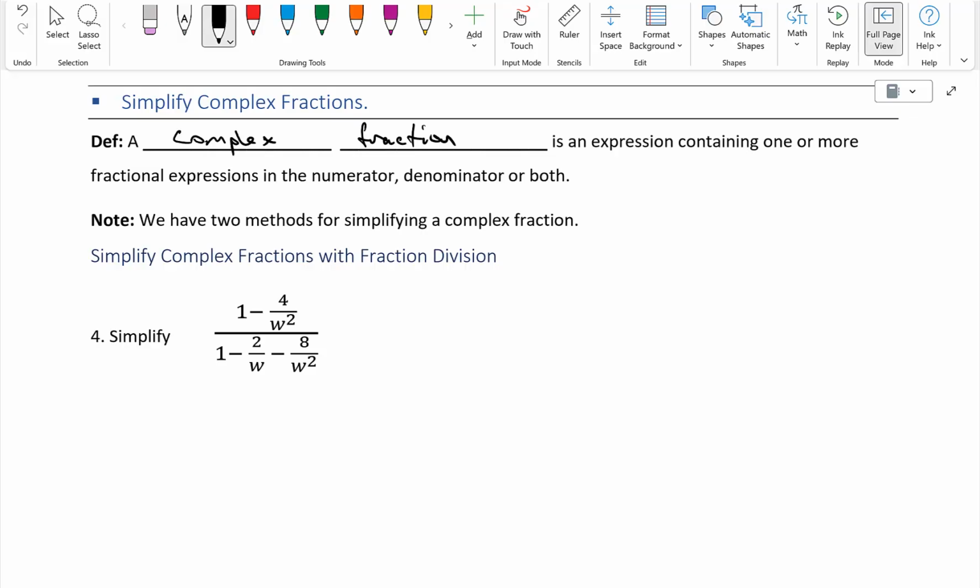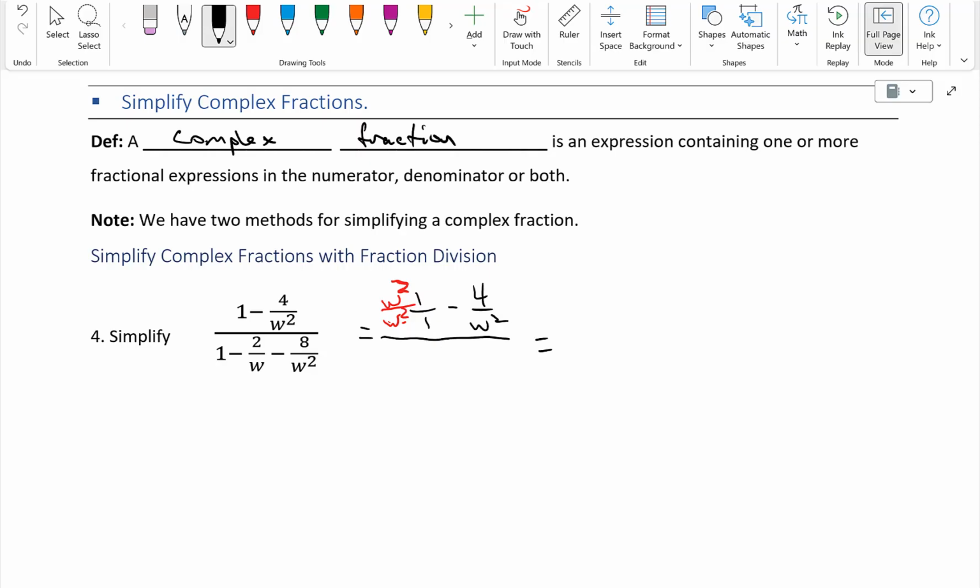So note here, we have 2 methods for simplifying a complex fraction. We can simplify with fraction division, which we'll do first, or we can do it with just a single LCD. So for this one, we want to get an LCD for the whole numerator and then the whole denominator. So I'm going to multiply that first fraction, or first term up top, by a w squared over w squared. Right, I'm multiplying by 1 in the form I need to get that common denominator. Still minus a 4 over w squared.